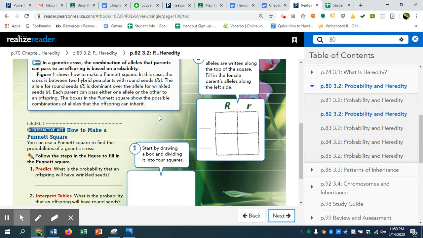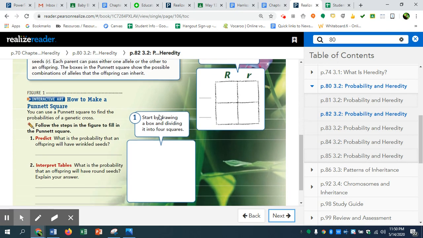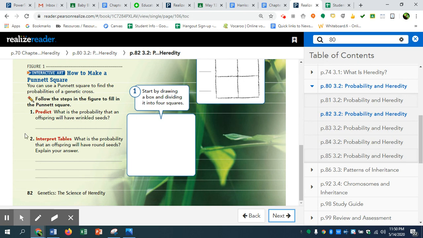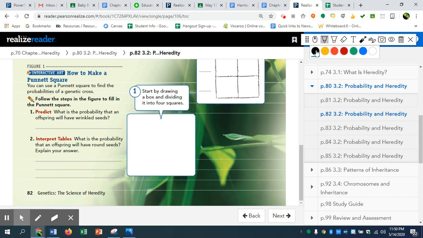So what we're going to do is I'm going to teach you how to draw a Punnett square, and then we're going to answer our figure 1 questions on our worksheet. It says, start by drawing a box. So box, square, and dividing it into 4s. Now I have this handy tool here where I can draw. Okay, pen. And let's use this color. So we're going to divide this box into 4s. Oh, I can't draw a straight line. You'll forgive me. Okay, so now that's the first step.